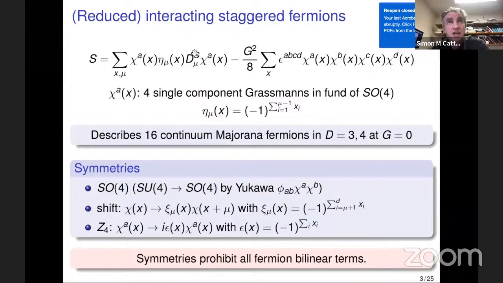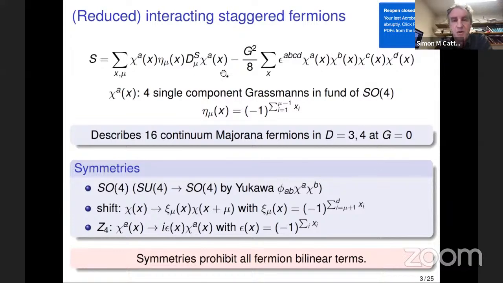It's well known what the continuum limit of this theory is. If I just have a single copy of chi's, this would describe four Majorana fermions in the continuum limit at g equals zero. And that's true in both three and four dimensions. So these are Euclidean dimensions; three includes a Euclidean time. That's just four. All right.